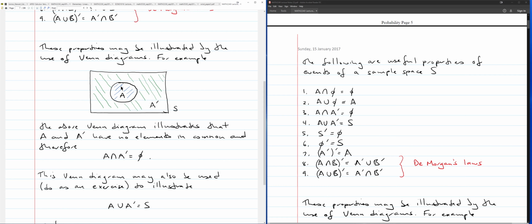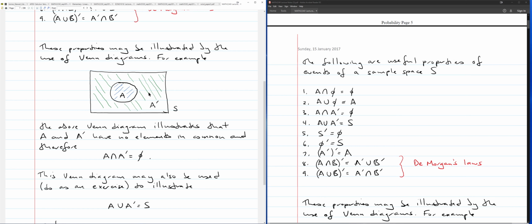subset A is represented by this circle over here, which is shaded blue. So this is A here, and A complement would be all elements that belong to S that do not belong to A. So A complement would be your green shaded area over here, and S, of course, is represented by what's inside this rectangle. And you want to notice, looking at this Venn diagram, that you have no elements in common between A and A complement. So the intersection of A and A complement is in fact the empty set.